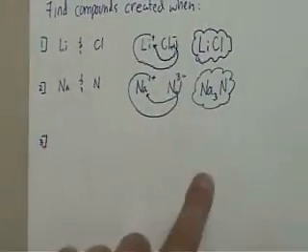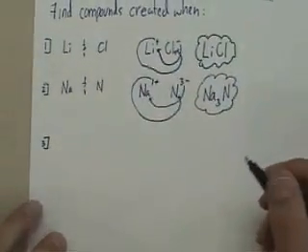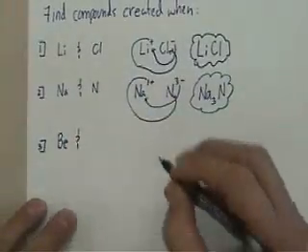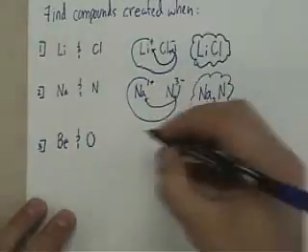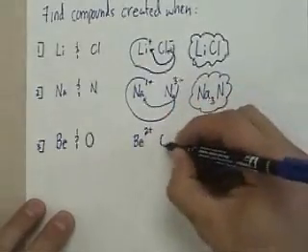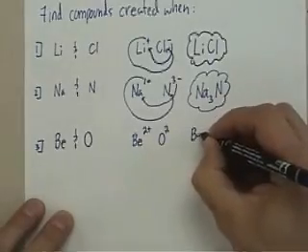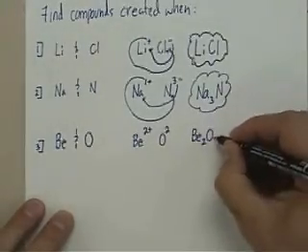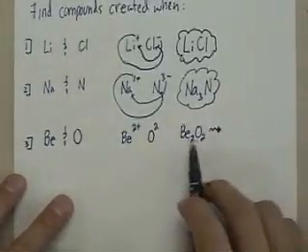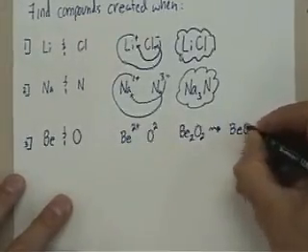Okay, third one here. We did ones that were the same, we did ones that were different. Let's go with something a little bit different. Let's go with beryllium and oxygen. You look up beryllium. Beryllium is 2 plus. Oxygen is 2 minus. You're going to crisscross the 2's, so you'll be left with Be2O2. That's kind of right. You don't want to leave them with a common factor. So you factor out the common 2, and this becomes BeO.